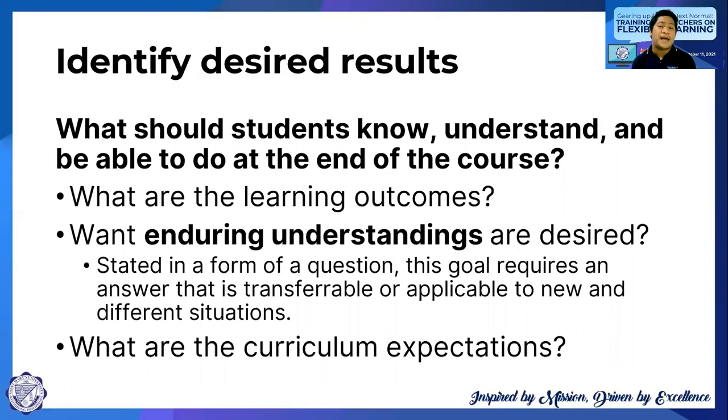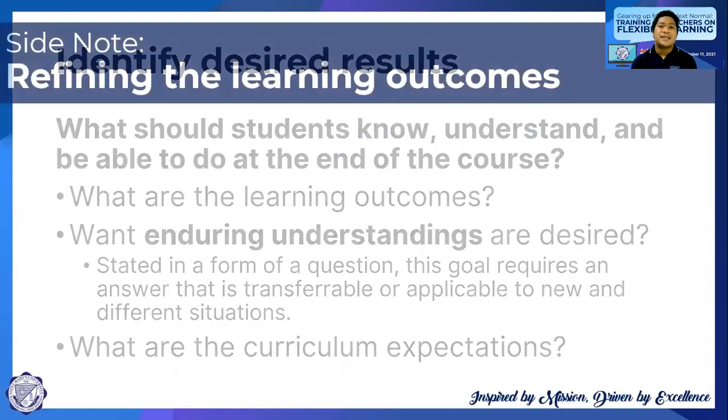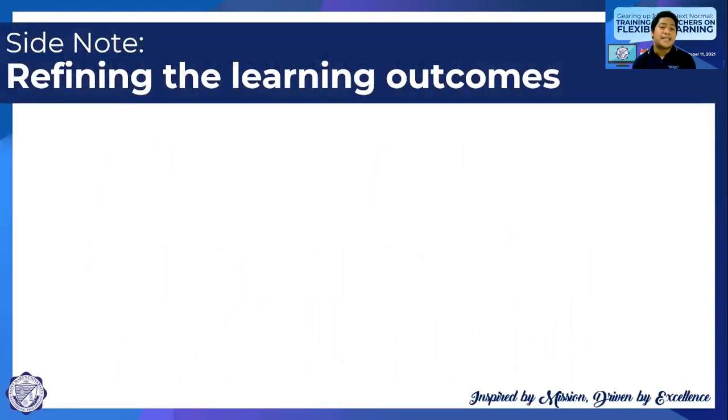But for this course planning, or for this module where you will be focusing on a course syllabus, these desired results are the intended learning outcomes. You will see later where we can find, or where we put these intended learning outcomes. Before we proceed to the second, this is a side note when it comes to refining the learning outcomes. Okay? So that when we make our syllabus, when we review our syllabus, we have a way to improve or to enhance how we can state our learning outcomes.